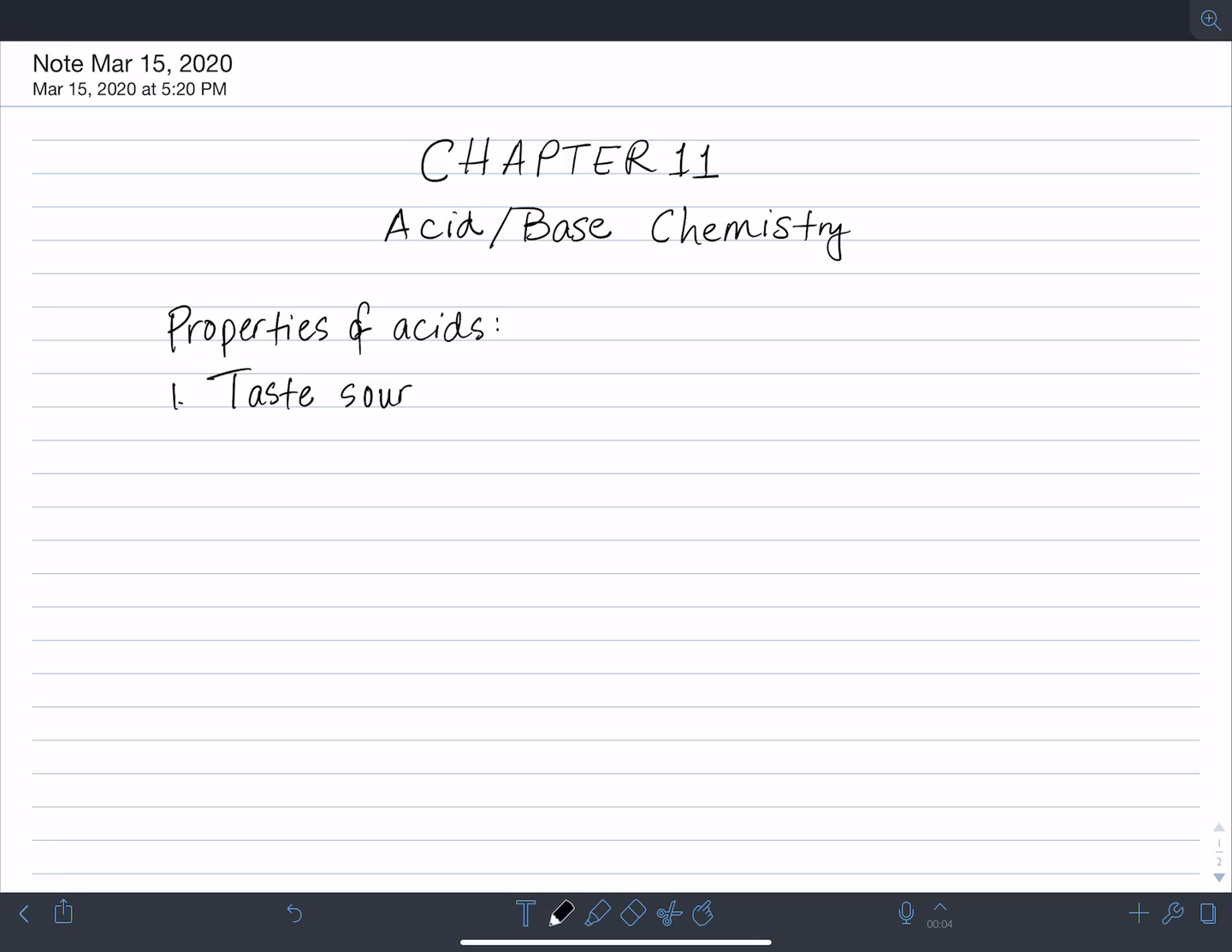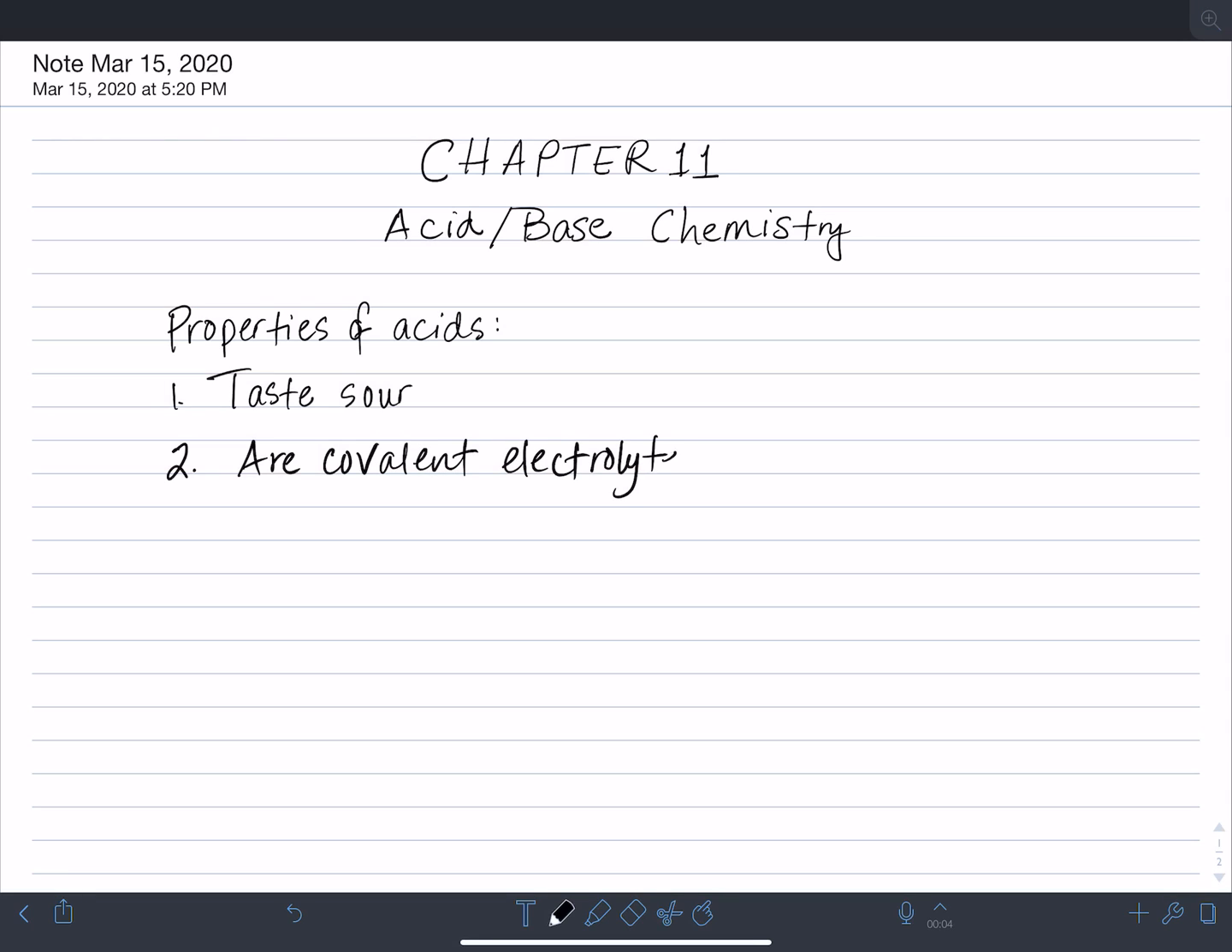So first of all, let's start by talking about the properties of acids. We're going to learn more specifically about what defines something as an acid, but we're going to just look at the properties of acids to begin. So there are three properties the book mentions about the properties of acids. One is that acids taste sour. Another property is that acids are covalent electrolytes.